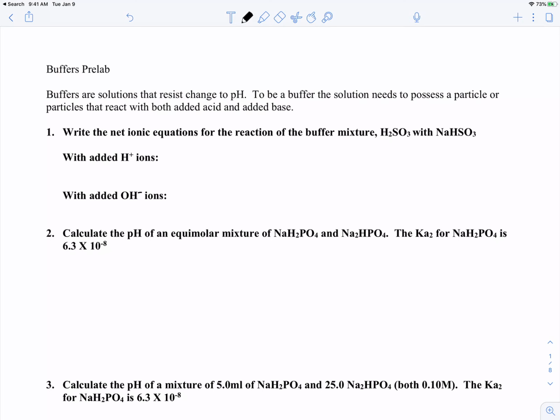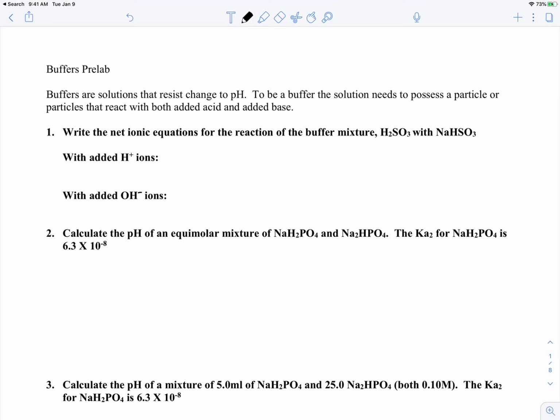Buffers are solutions that resist the change to pH. The particles that cause a change in pH are hydrogen ions and hydroxide ions. So for a buffer to work, it must have a particle that would react with added hydrogen or added hydroxide.